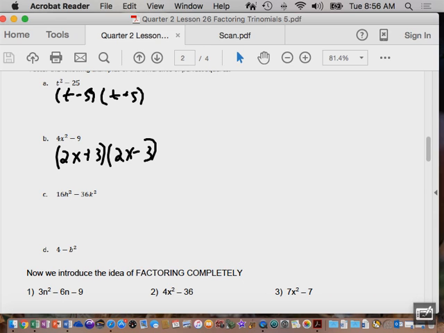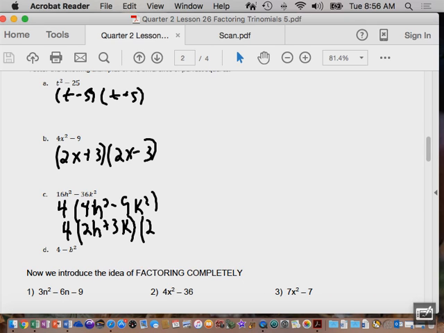4h minus, up. Always look for a common factor first. There's no h in the second. There's a 4. And that would be 4h squared minus 9k squared. So that would be 4 times 2h plus 3k times 2h minus 3k. You have to look for the common factor first.